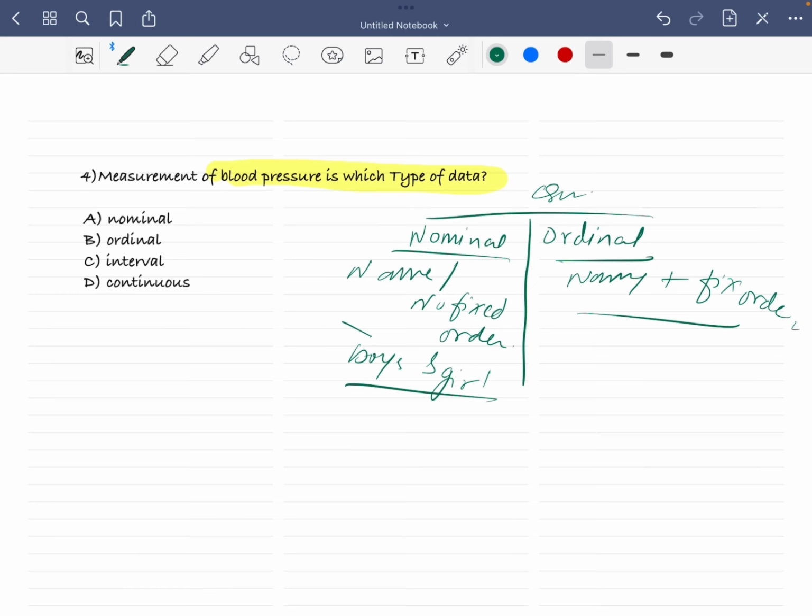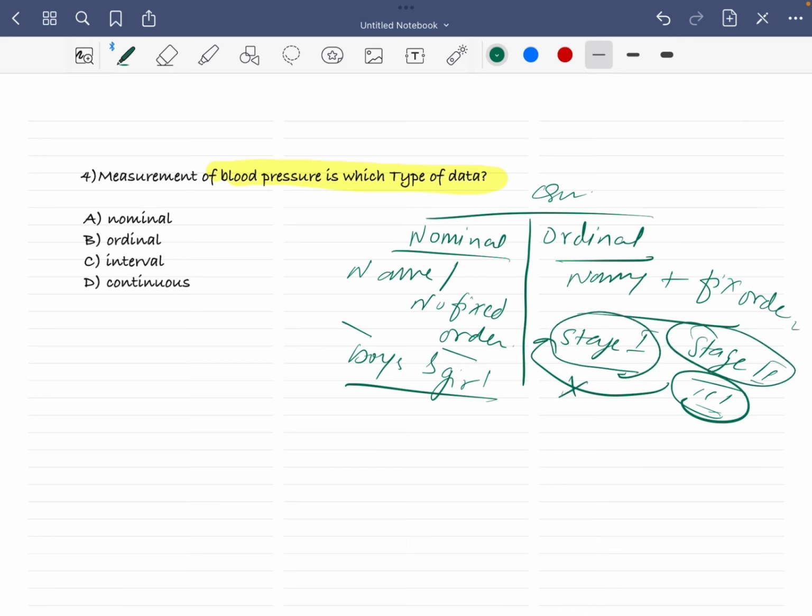Boys can be arranged, girls can be arranged; either you can write boys first or you can write girls first. But for example, stage 1 cancer, stage 2 cancer, stage 3 cancer. Can stage 3 cancer occur before stage 1? No. Stage 1 always precedes stage 2, and then only stage 3 will come. They have to follow the fixed order. That is ordinal data. What is interval data?